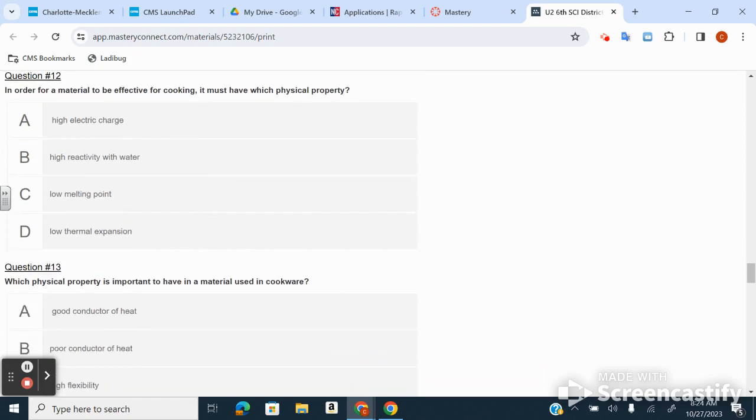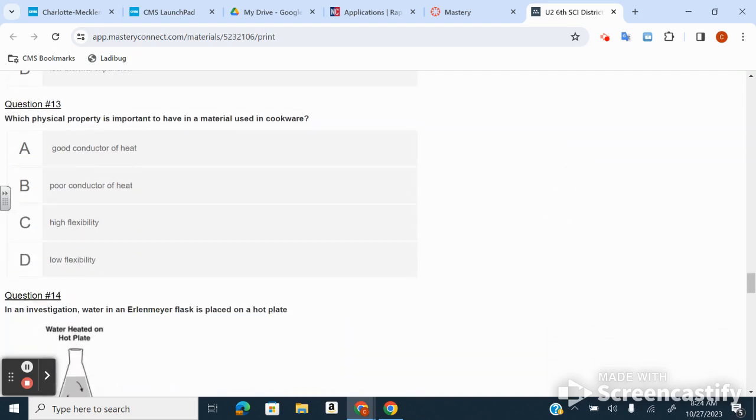Question number 12. In order for a material to be effective for cooking, it must have which physical property? A. High electric charge. B. High reactivity with water. C. Low melting point. D. Low thermal expansion. Question 13. Which physical property is important to have in a material used in cookware? A. A good conductor of heat. B. Poor conductor of heat. C. High flexibility. D. Low flexibility.